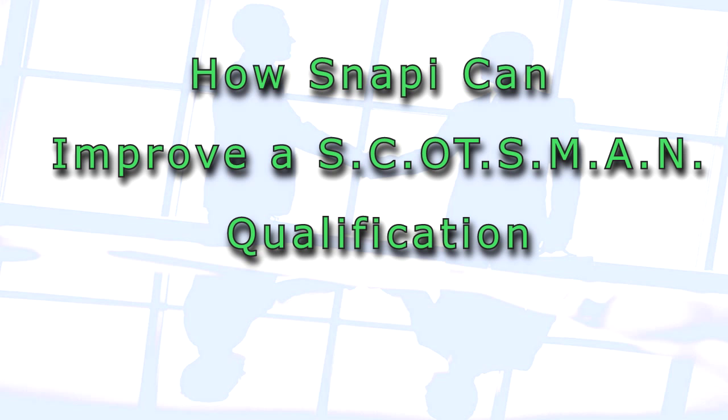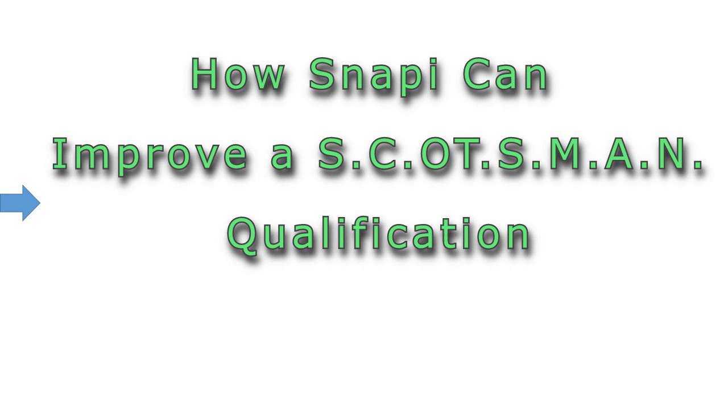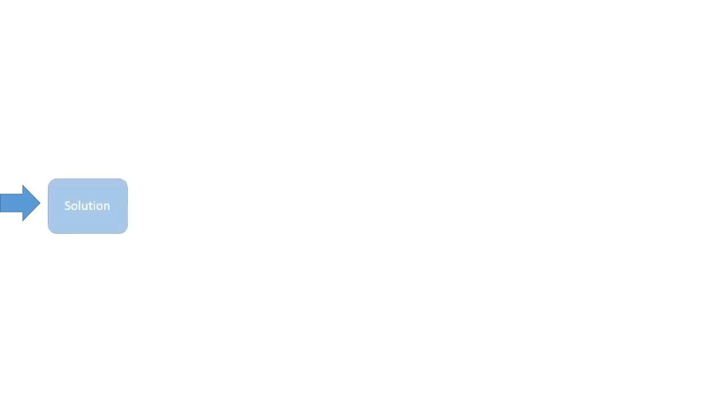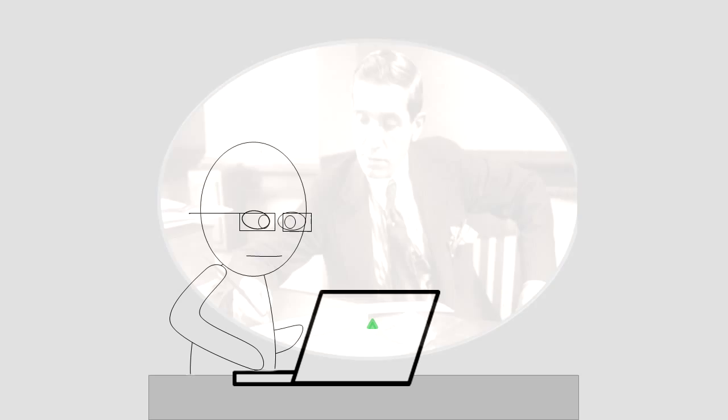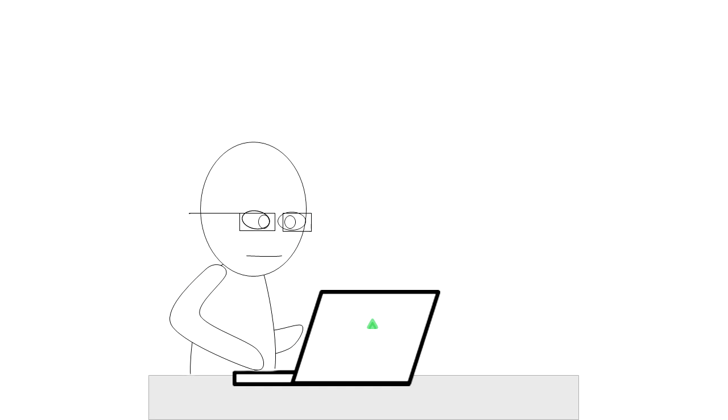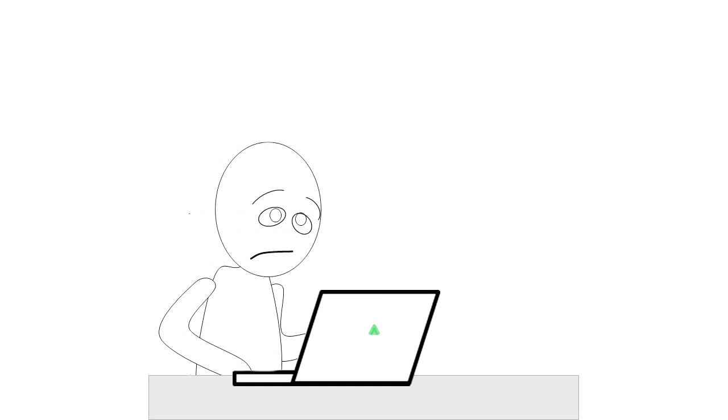I always like to start at the beginning. With Scotsman, we're drawn to start off with the solution criteria, and we follow it through with an examination of competition, originality, timescale, size, money, authority and need. Now this approach may have worked in the good old days when the thinking was, well, we've got a bunch of products, let's go out and sell them. But if you take a minute to think about it, that's kind of counterintuitive.